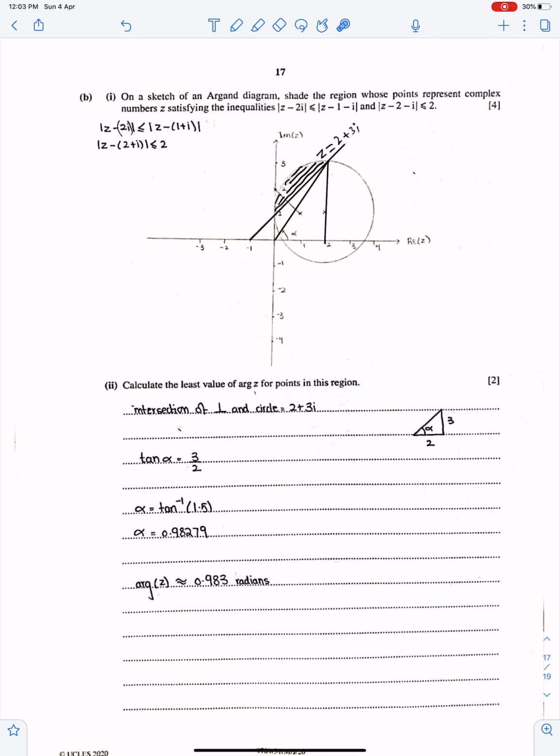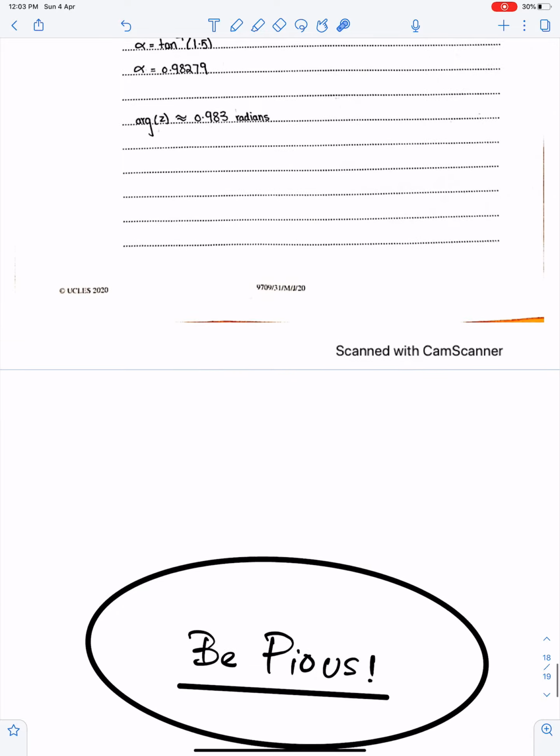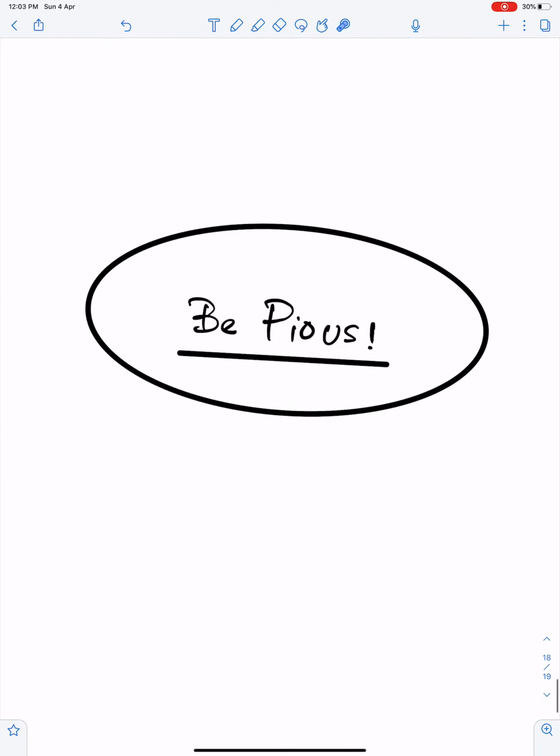You can take a screenshot of this solution if you want. I hope this lecture will help you to understand how to solve the questions of P3.